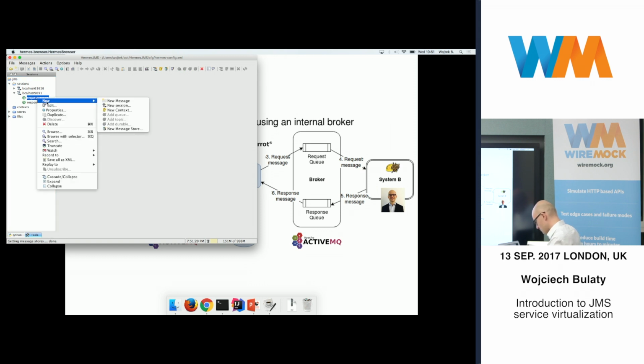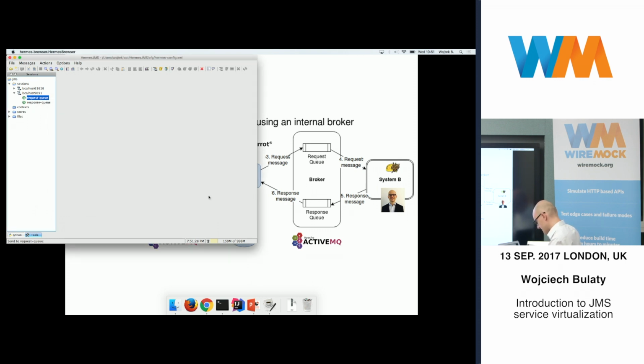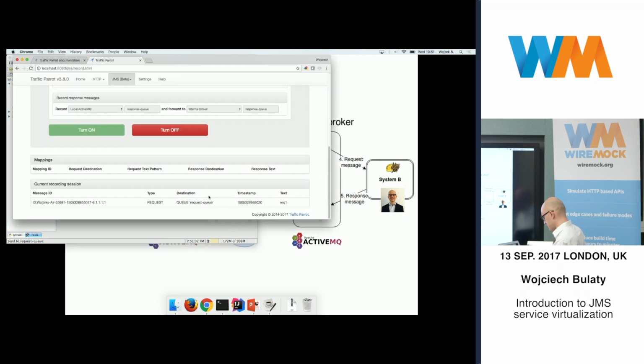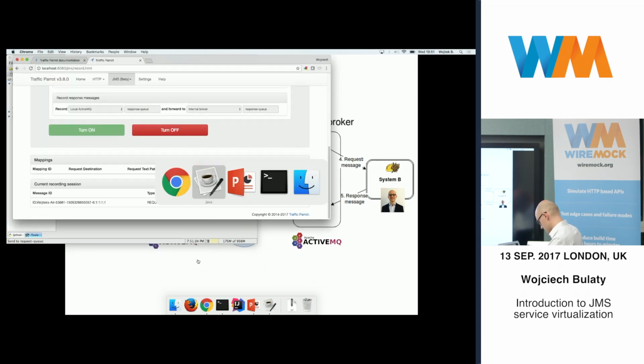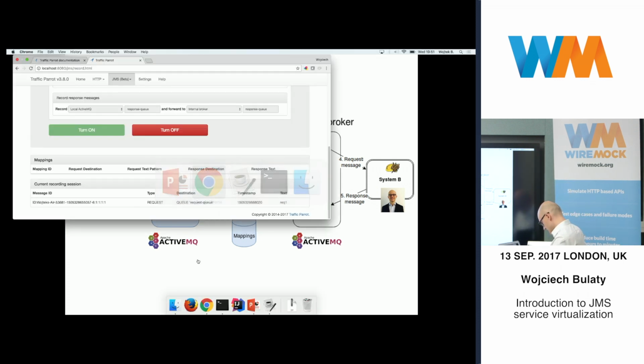Request queue, new message, payloads, let's say request 1. Okay, so now what we expect is the virtual service should have noticed the request message and it should also be forwarded to the request queue on the original broker. So let's have a look at that.